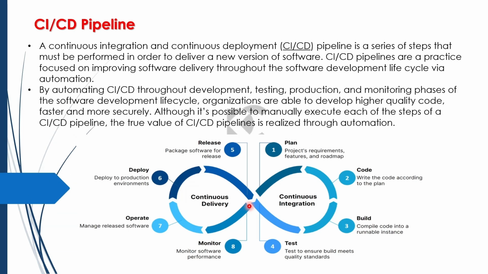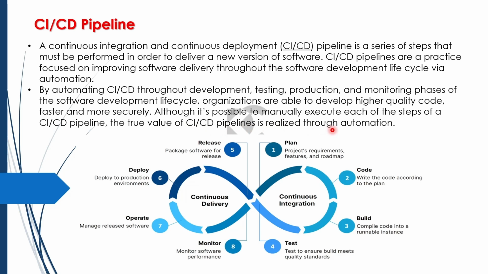Now by automating CI/CD throughout the development, testing, production, and monitoring phases of the software development lifecycle, organizations are able to develop high quality code faster and more securely. Okay. Although it's possible to manually execute each of the steps of a CI/CD pipeline, it will not be called DevOps, because DevOps practice is all about automation. Okay, the true value of CI/CD pipelines is realized only through automation.